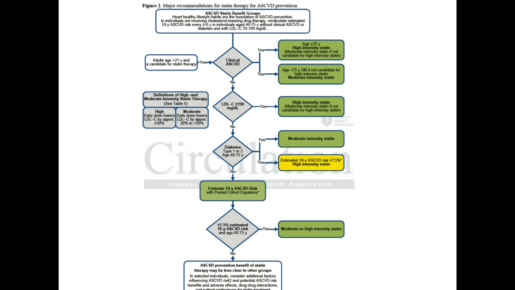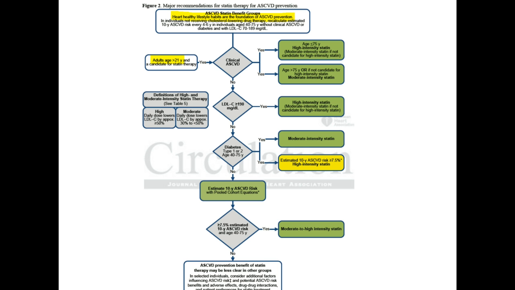So in summary, here's the whole flow chart. One of the things I didn't focus on earlier is that healthy lifestyle habits are the foundation of atherosclerotic cardiovascular disease prevention. So patients need to be on a good diet. They need to exercise. They need to stop smoking. Things like that are very important in the cornerstone. We focus so much on a drug, but really that is very, very important.